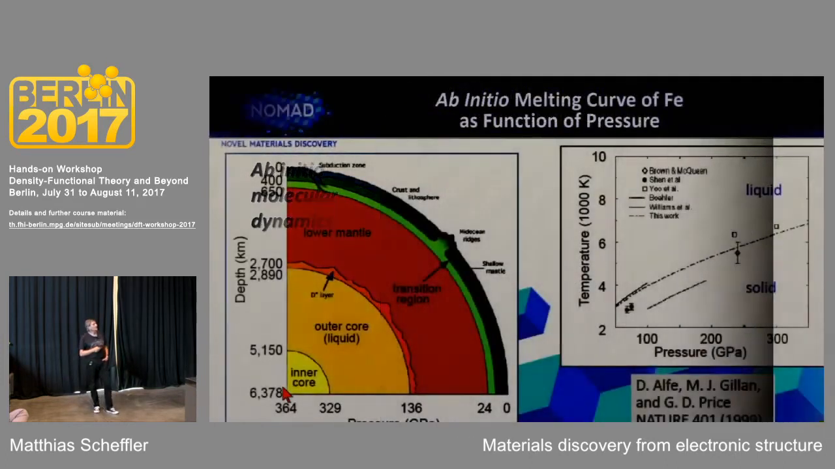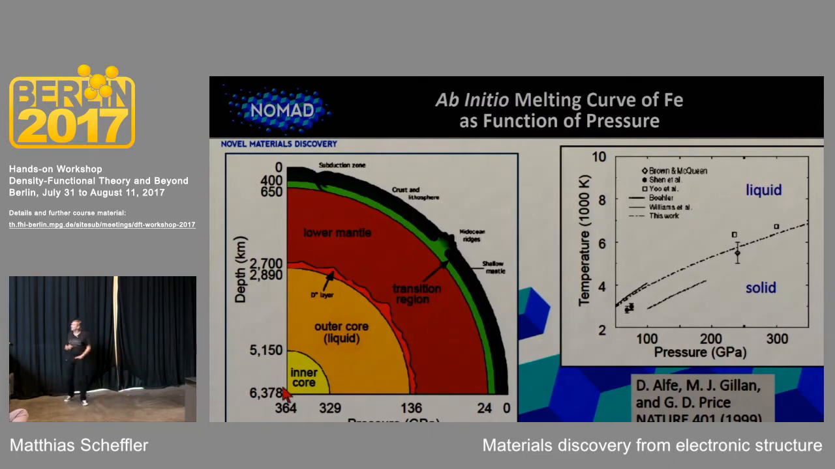This is my last example, which I also think is an extremely good example of how one should use density functional theory. It's an example by Alfè, Gillan, and Price. So this is the Earth. What we know about the Earth is mainly the first couple of 100 or 50 kilometers below the Earth's top, outside of the Earth.